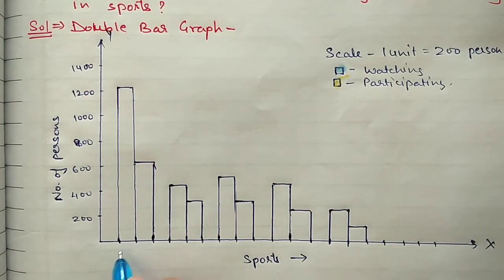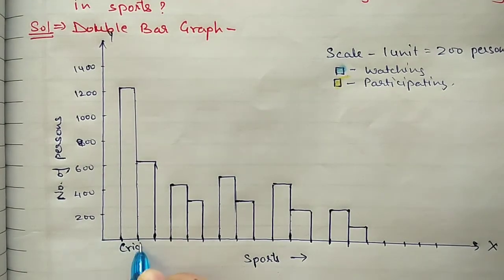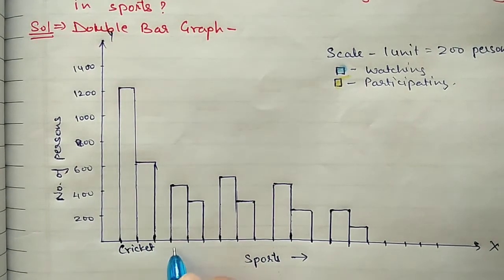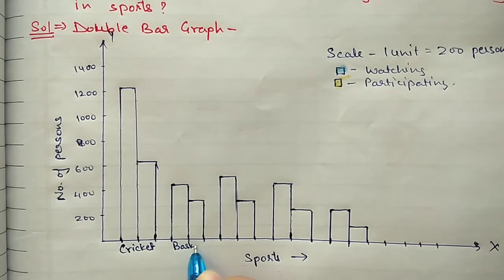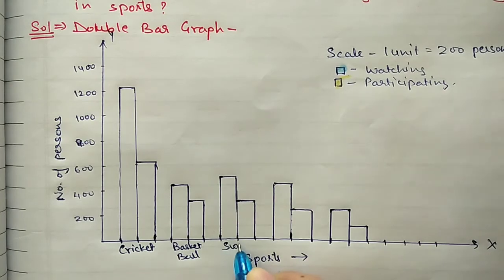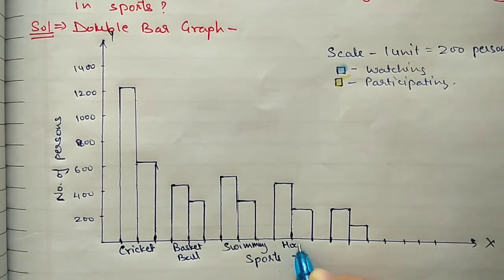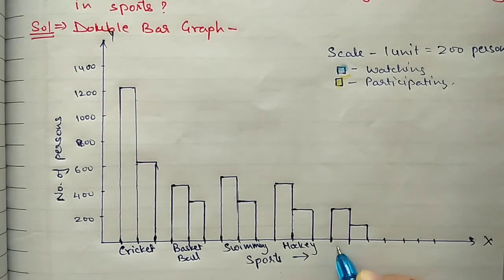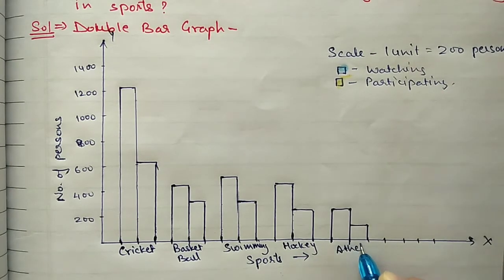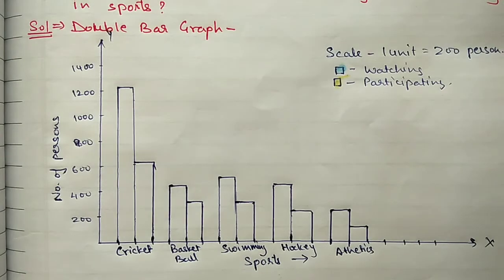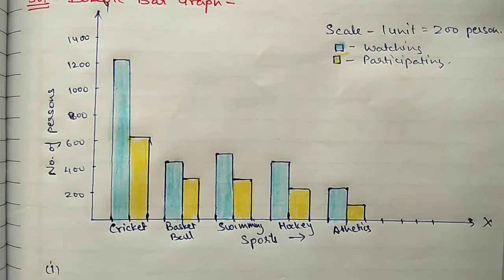You can write here, this is the representation of cricket, this is basketball, swimming, hockey, and athletics. Now we have to color this graph. After coloring, graph will look like this.